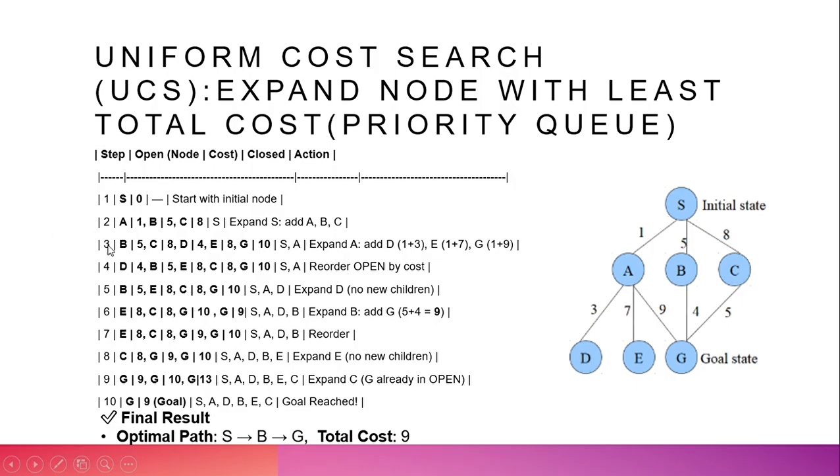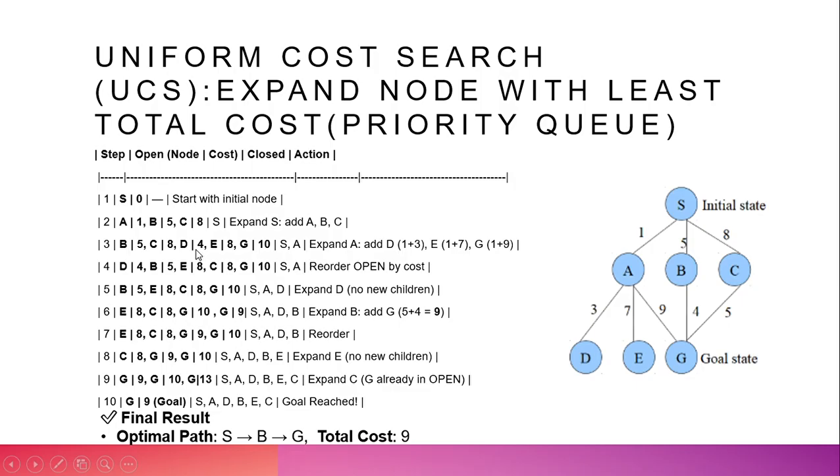Now step 3. As A is not the goal node, we have to check for the child nodes of it. You can see A has child nodes D, E and G. B and C will remain as they are under step 3 and we have added D, E, G along with the cost. Initially we have added D, E and G at the end, as we have expanded A.